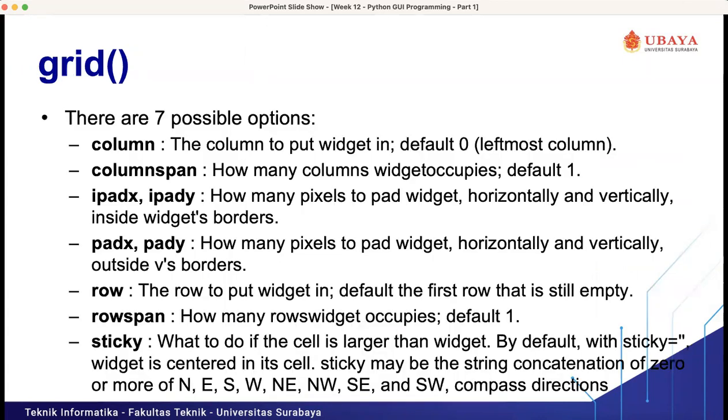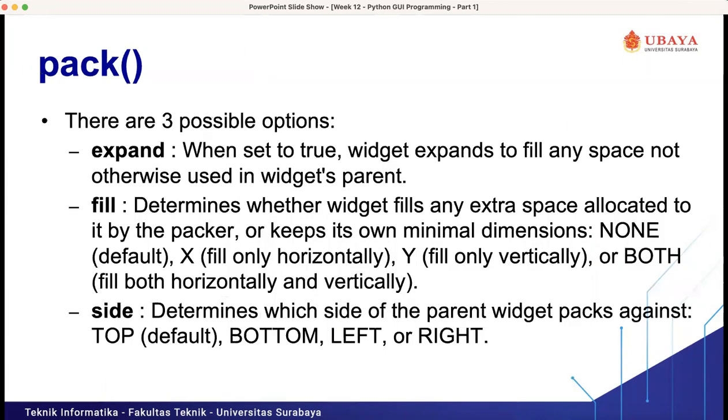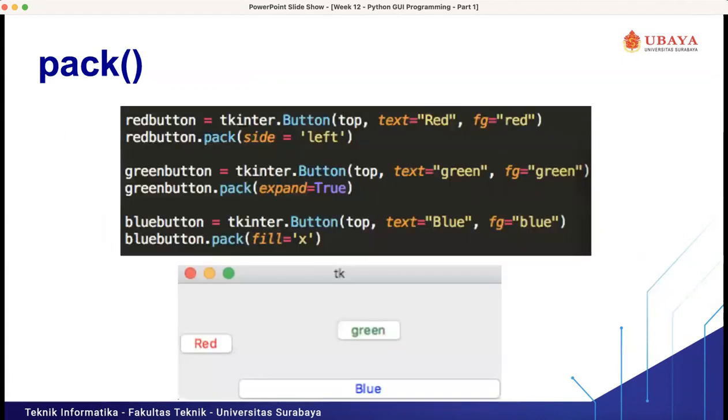So maybe it will be easier for us to understand if we directly implement the example. This is the sample. We have red, green, and blue. For the red button, we use the pack function with side equal left. All of these widgets use the pack method. Pack with side equal left, and for the green button we call pack with expand equal true, and for the last one, the blue button, we call fill equal x.